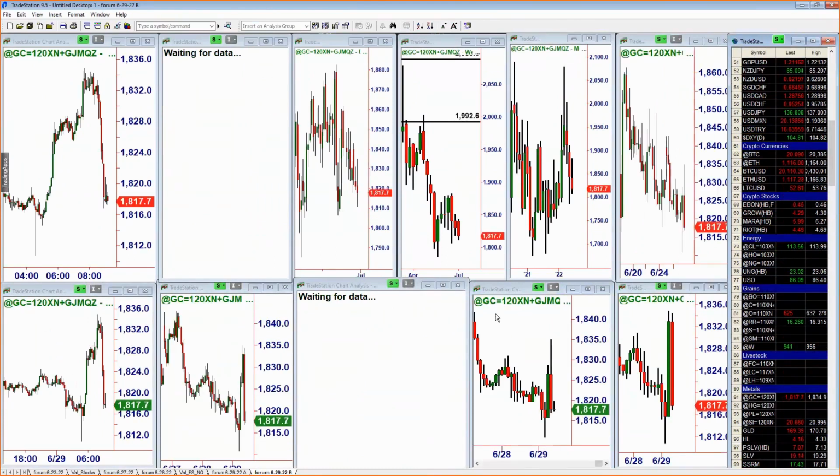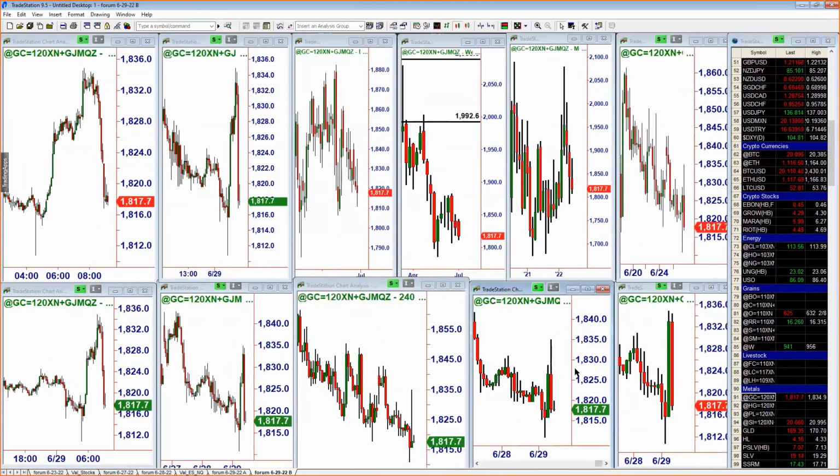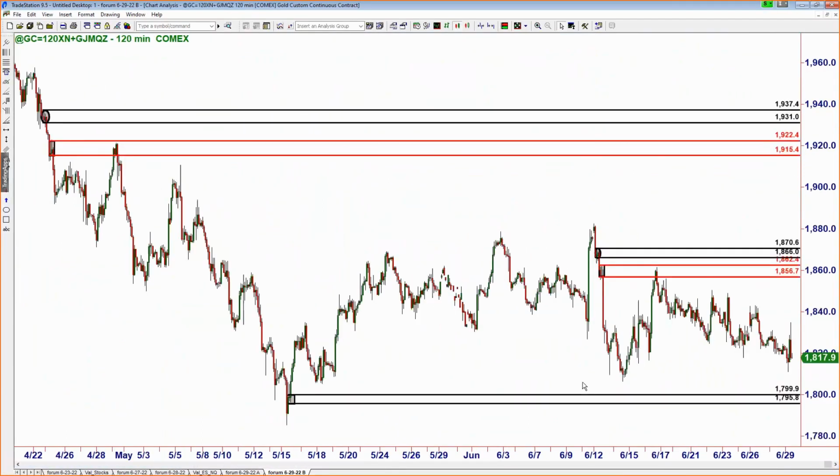You'll see if we go to, I believe it's this chart right here, there's gold. Those are the supply and demand zones. These are the zones that we go over with our members every morning. And if any of you want to be in those sessions, any of you can join.